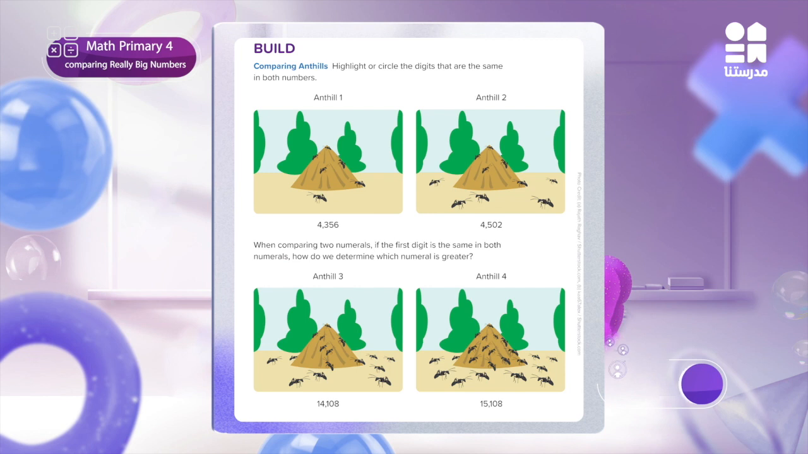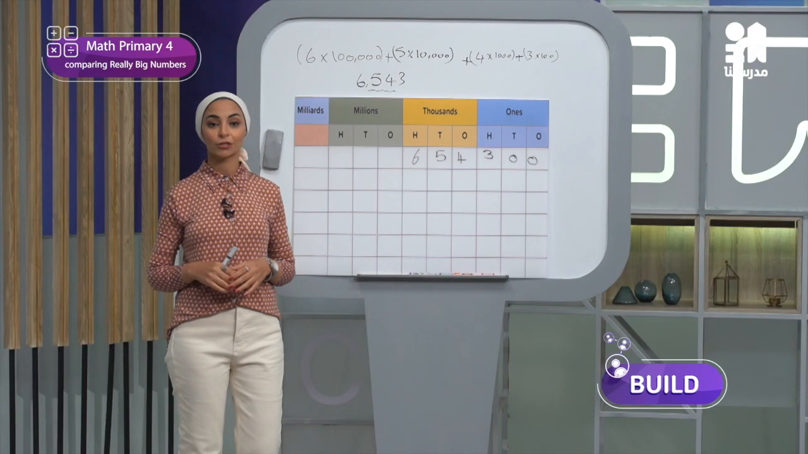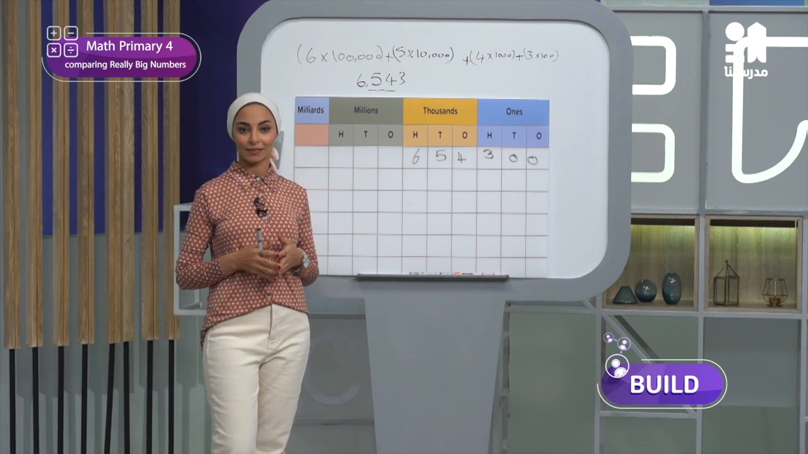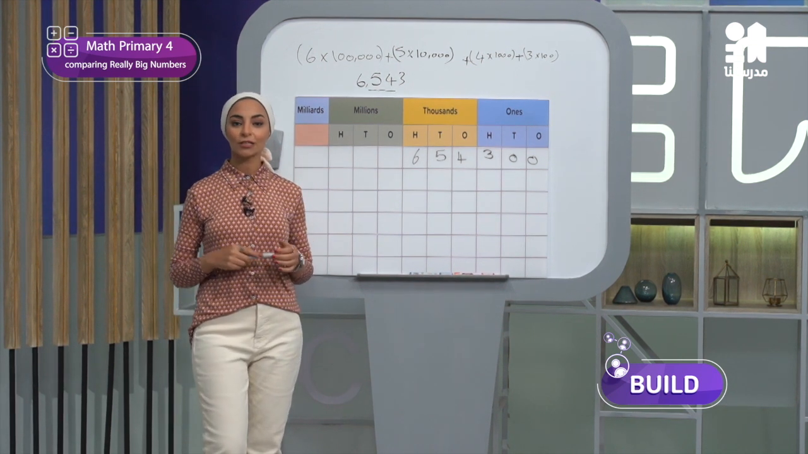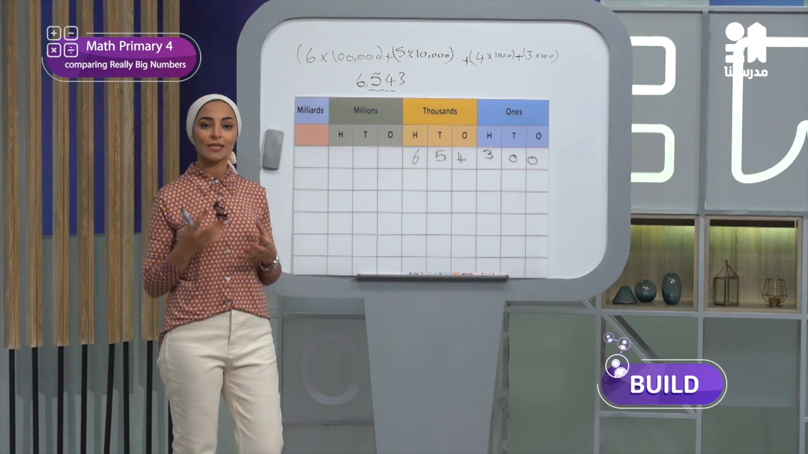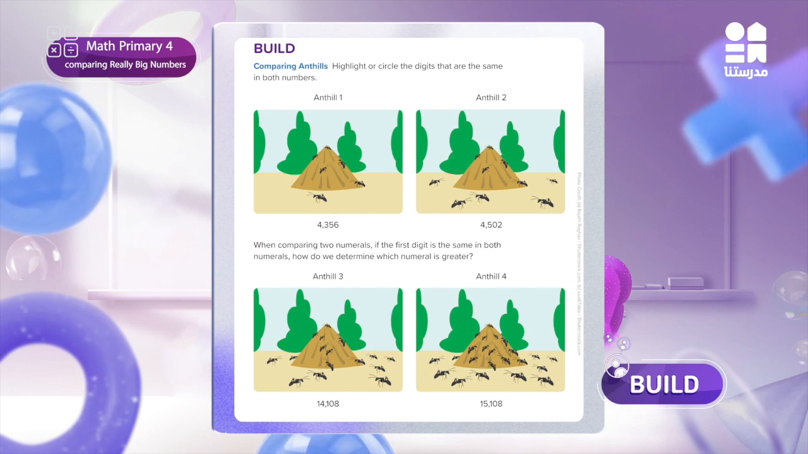As usual, our colleagues Omar and Mariam have a task related to numbers, which is comparing the large numbers of ants in the hills. Let's use our knowledge of place value and help them compare between these numbers. On page 32 in your book, we have an activity. Let's see it all together.